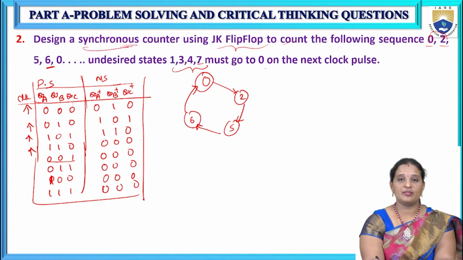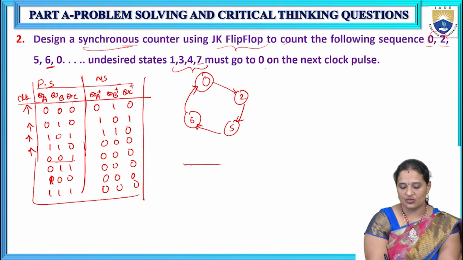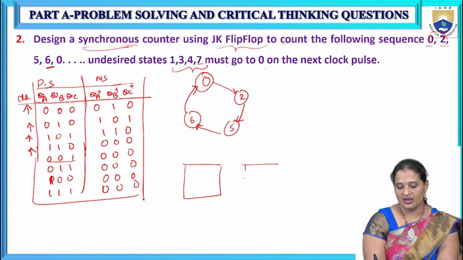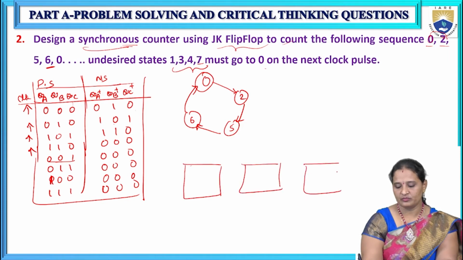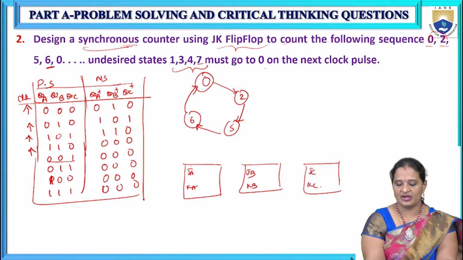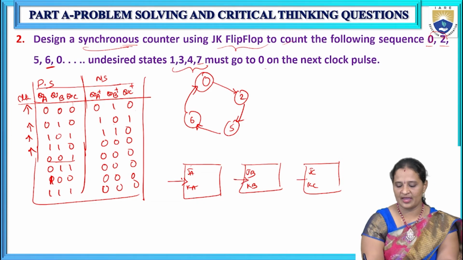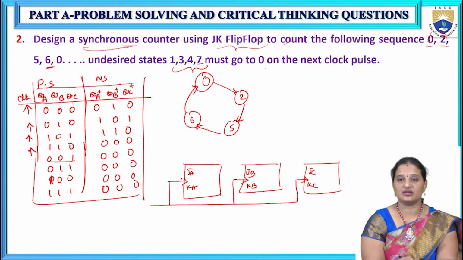So what should we remember? In a synchronous counter, all the 3 JK flip-flops should be applied with the same clock. So we have to take 3 JK flip-flops. Let us consider JA, KA, JB, KB and JC, KC, right? We need to apply all the flip-flops with the same clock. This is what we call a synchronous clock pulse. This is the clock pulse, right?